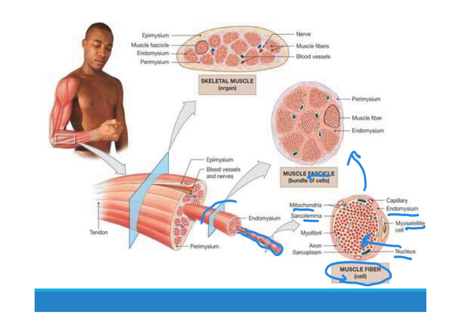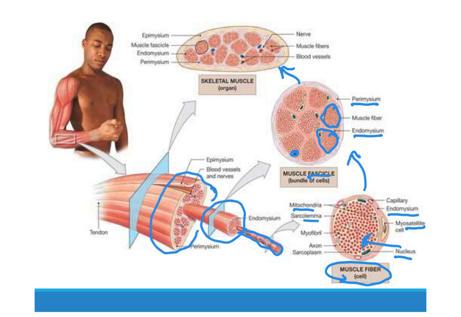So we see our fascicle here. Inside of it, you have all these individual muscle fibers with their individual nuclei being shown in the cross section. And all of those, of course, are wrapped in an endomysium. But then the fascicle is wrapped in connective tissue. So that's the perimysium.